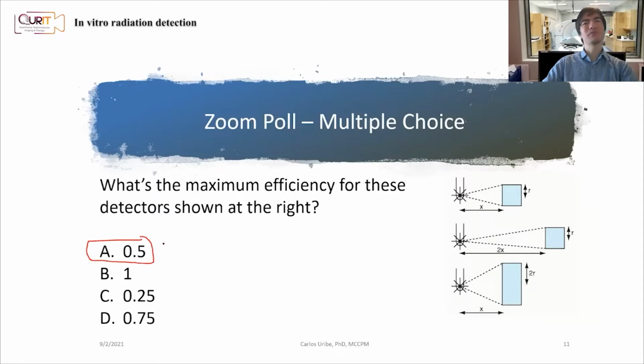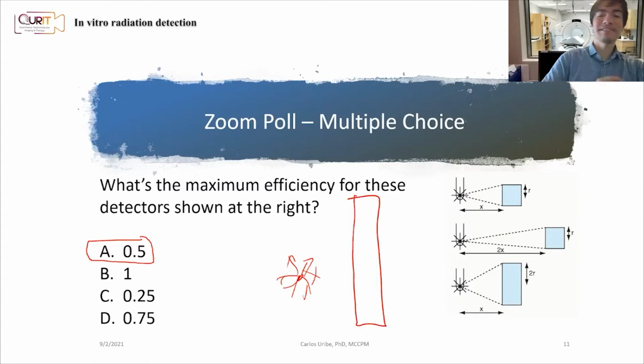But let's try to think why. I'm just going to make an exaggerated drawing. Let's say this is our point source that's emitting radiation everywhere, isotropically. The best case scenario is, for example, when I have a detector placed on the right, and hopefully all the particles that come there will interact.